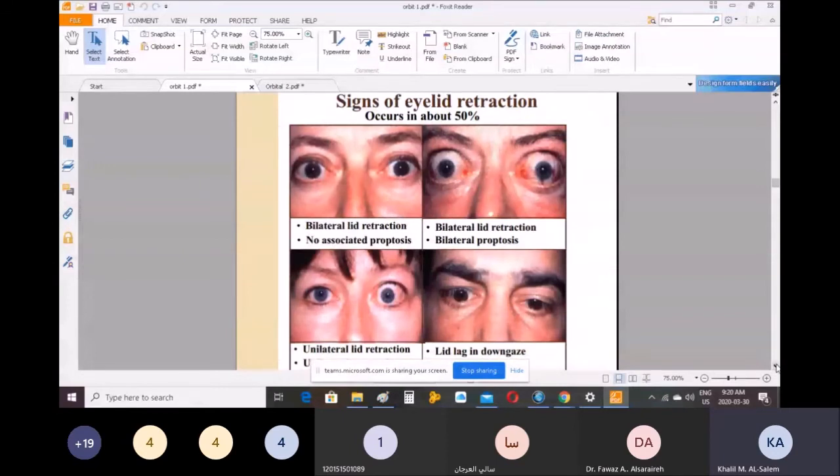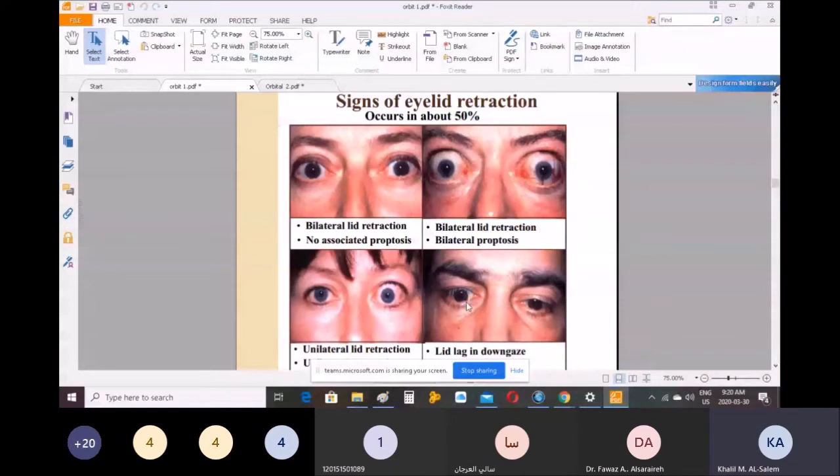So we talked about eyelid retraction. Because this is a 2D image, the eyelid should always cover the upper one-third of the cornea. However, as you can see here, this is a patient with bilateral retraction. This is a patient with unilateral retraction, and this is a patient with a lid lag, or even lid retraction.